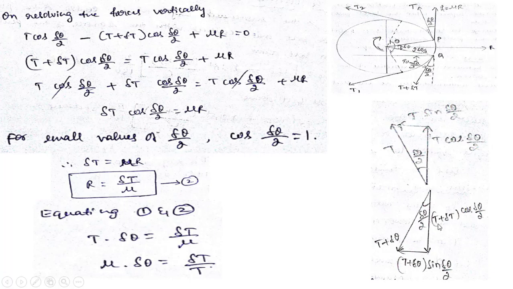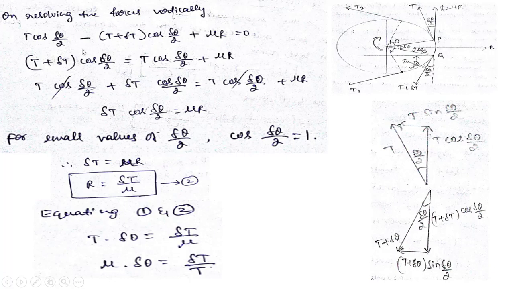This is the force which is acting vertically downward, T plus del T cos delta theta by 2, plus mu R, that is this frictional force F, it is acting upward, so the sign will be positive. So this force is acting upward, so the sign is positive, and this force is acting downward, so the sign is negative. And this force again is acting upward, so the sign will be positive.